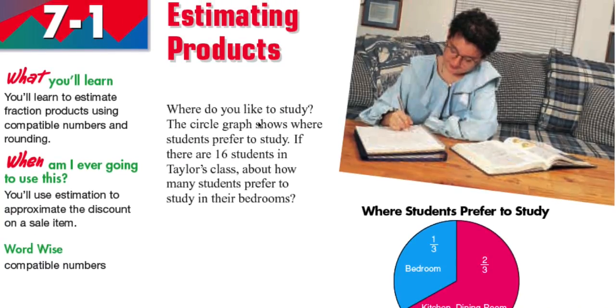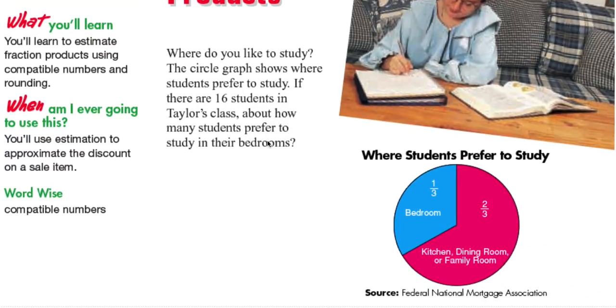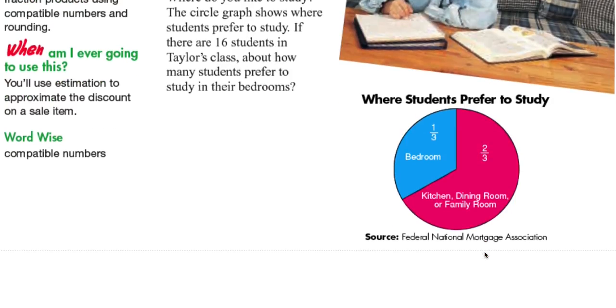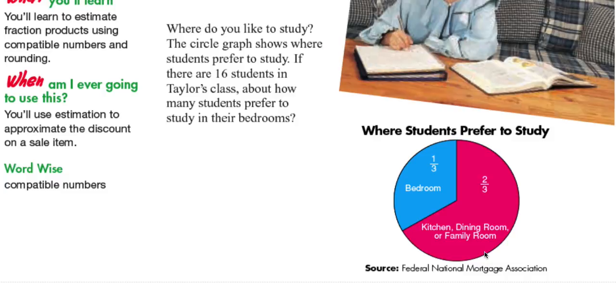Where do you like to study? The circle graph shows where students prefer to study. If there are 16 students in Taylor's class, about how many students prefer to study in their bedroom? This is your circle graph. 1/3 prefer to study in the bedroom, 2/3 prefer to study in the kitchen, dining room, or the family room.